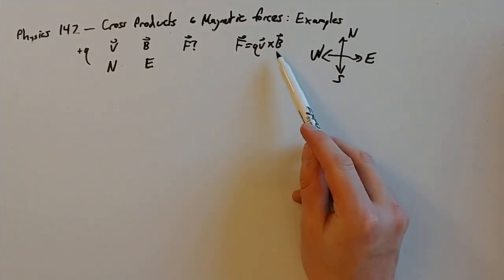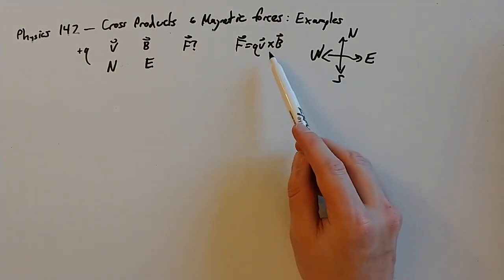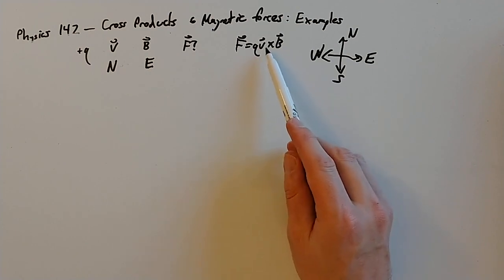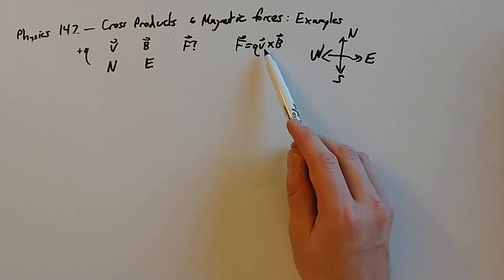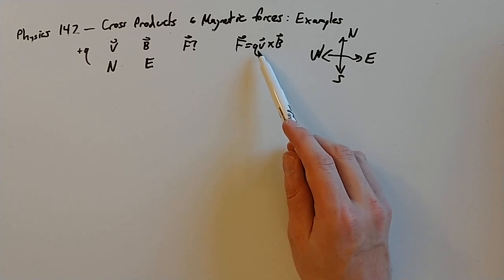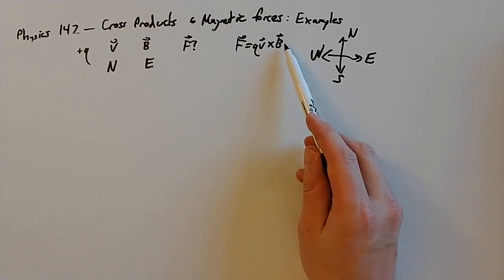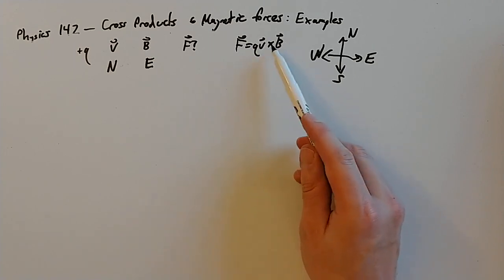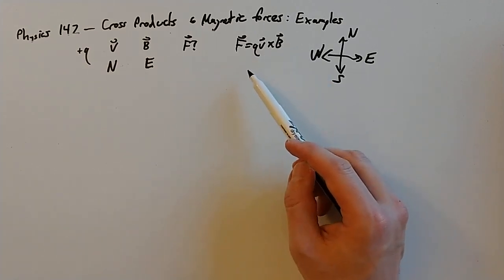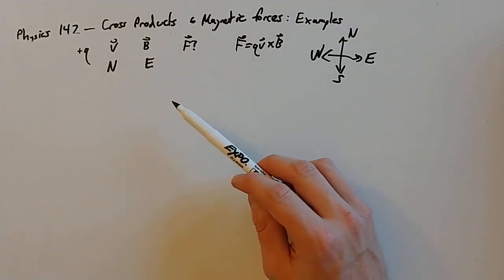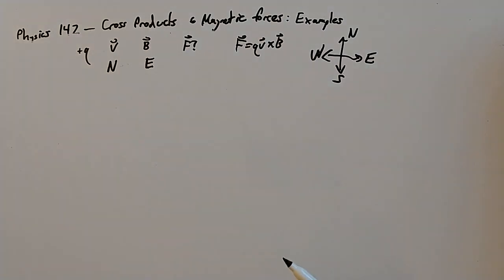Now remember, for cross products, order is really important. You always want to point first to the V direction, the velocity direction, and curl your fingers to the B direction. Never the other way around, otherwise you'll get the answer backwards. So let's think about this. I want you to do it for yourself at home. Go ahead, point your first finger in the north direction, and then curl your other fingers in the east direction. How does your thumb end up pointing?